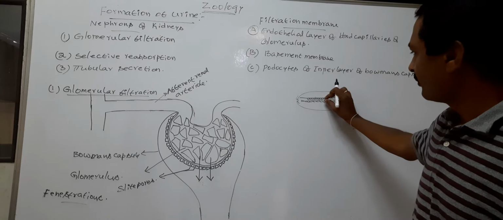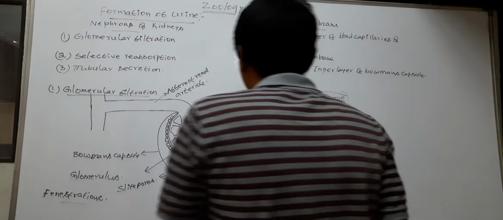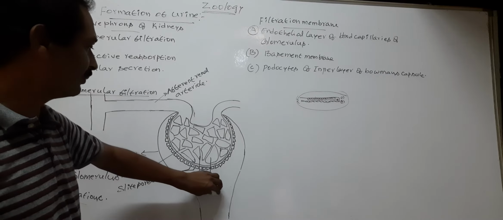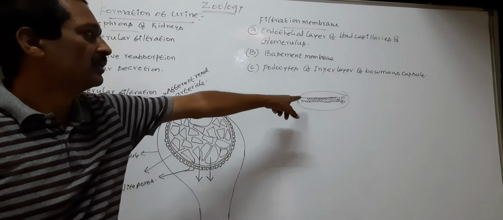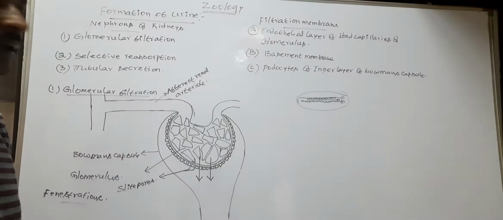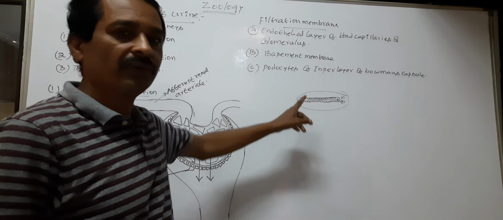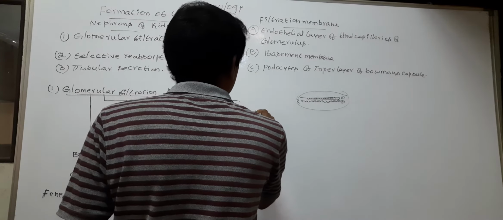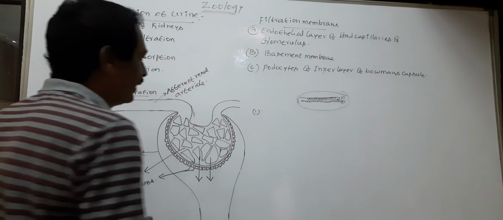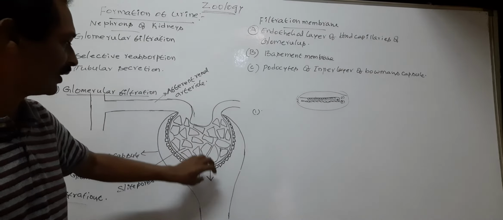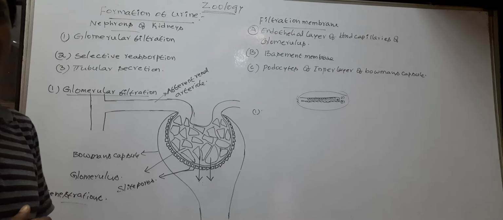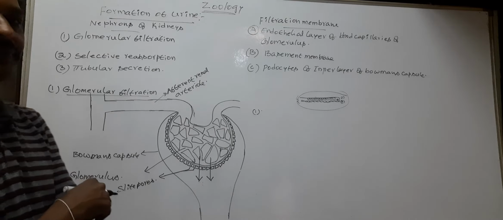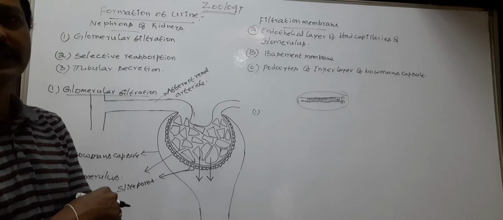So blood is filtered from the glomerulus into the lumen of the Bowman's capsule through the three-layered filtration membrane. So blood is filtered from the glomerulus into the Bowman's capsule due to a difference in net pressure.